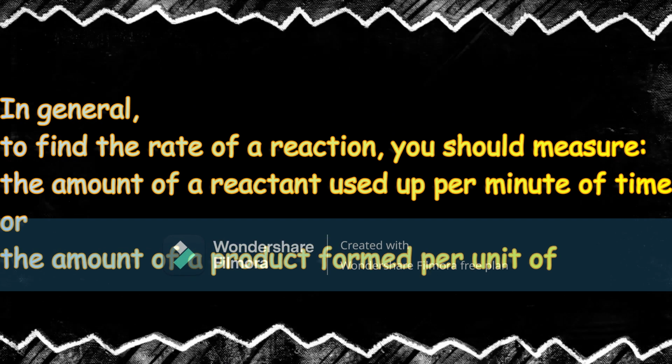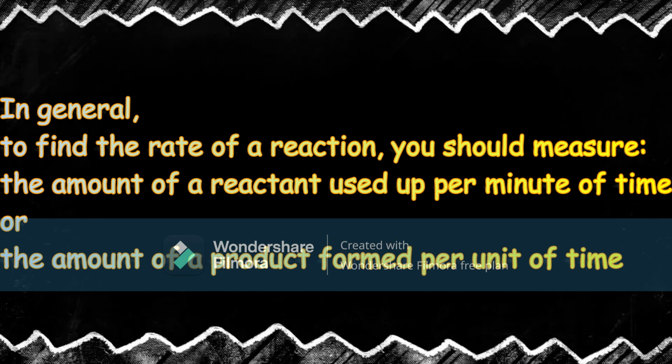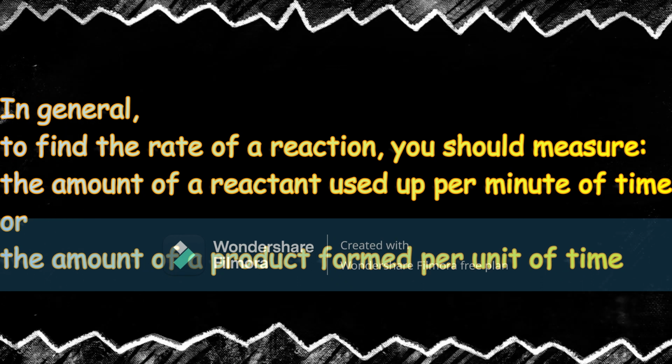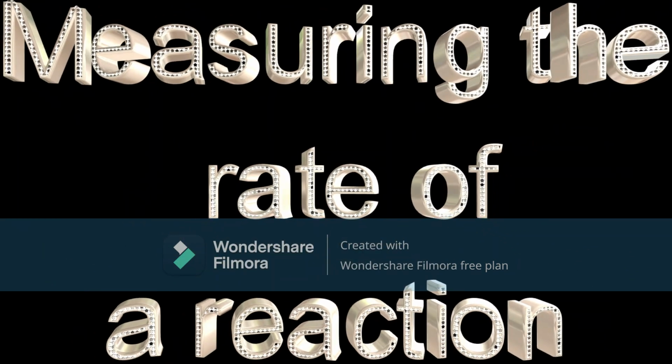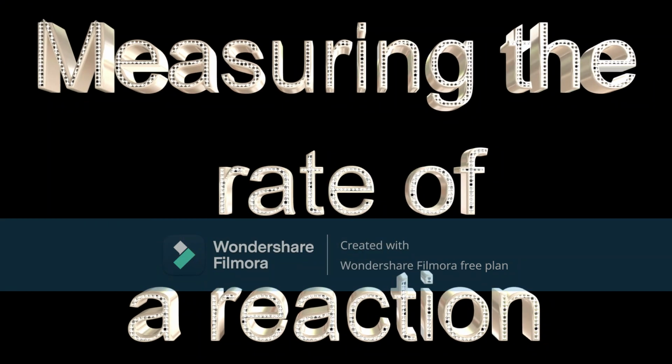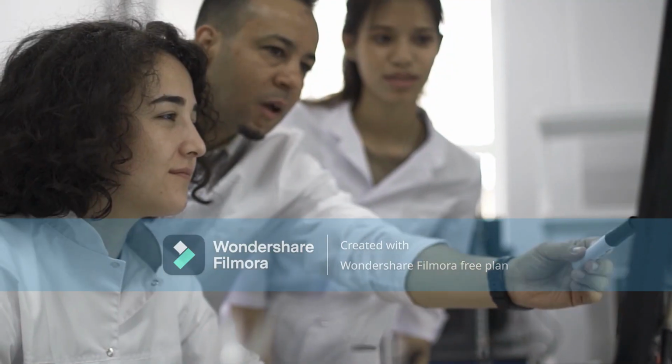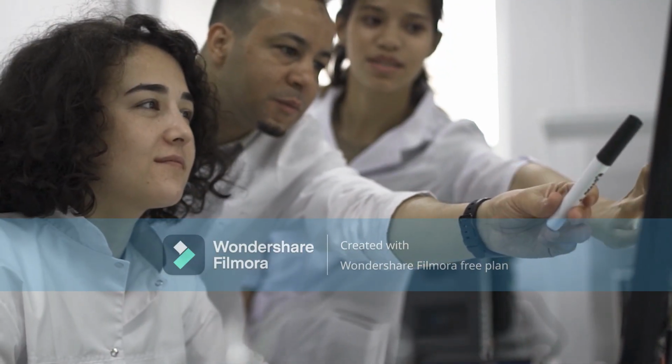In general, for any reaction, you can find the reaction rate by how much reactant is consumed per unit of time, or how much product is formed per unit of time. Any one of the reactants or one of the products. So how do we measure the rate of a reaction? We are scientists, so let's do one simple experiment.